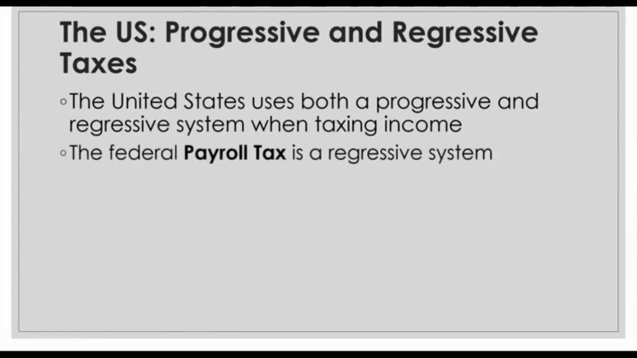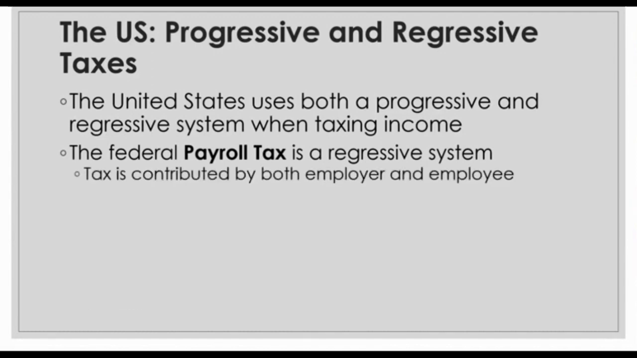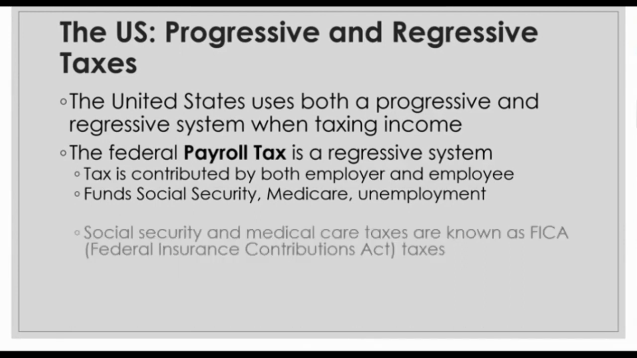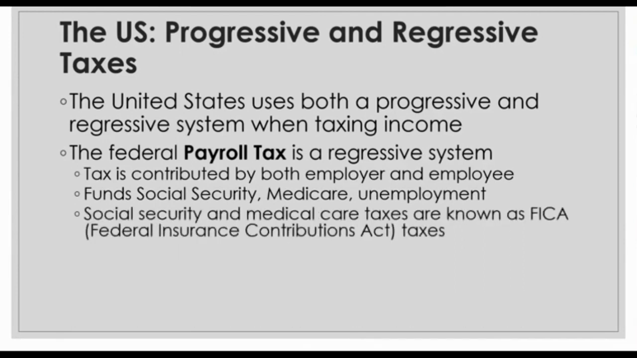But we also have a payroll tax that's a regressive tax. The payroll tax is still based on your income, but it's a flat tax used for Social Security and Medicare. Social Security tax and Medicare tax also go toward covering unemployment costs. These taxes are known as FICA taxes, which stands for the Federal Insurance Contributions Act. That was the law that created the funds and created those deductions.